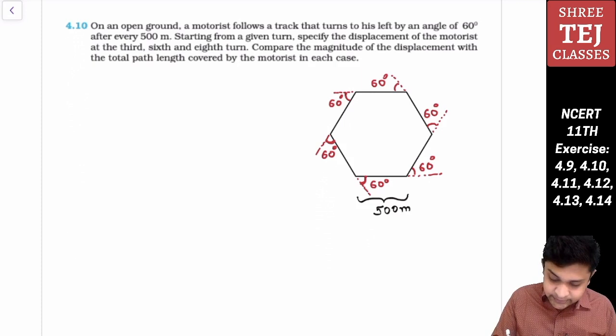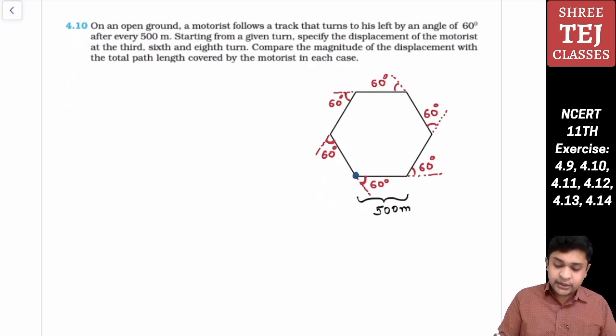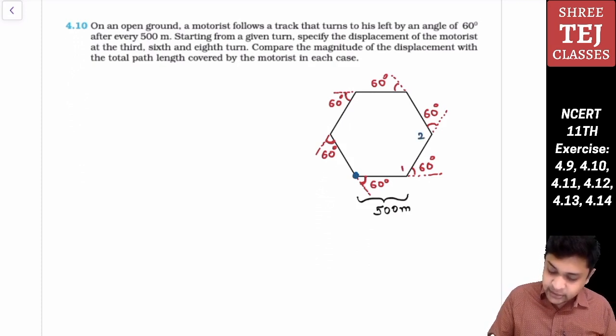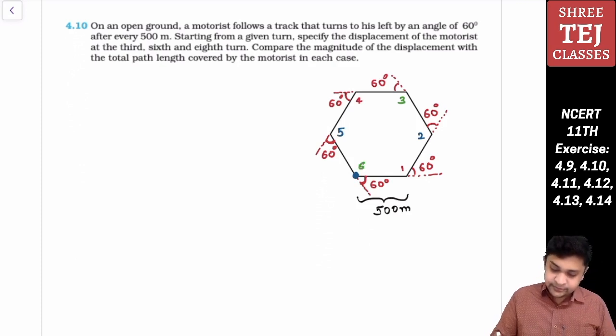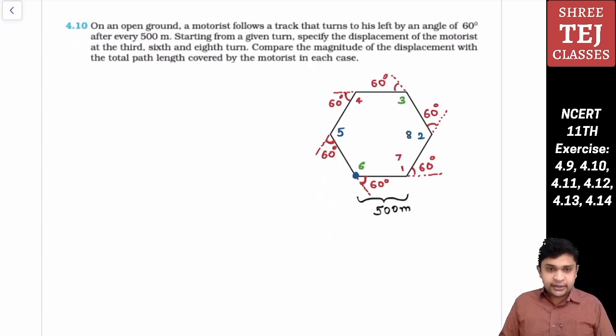So let us consider that just this turn has been taken by the motorist. Okay. Now let us mark the specific turns. So this will be the first turn. This will be the second turn. This will be the third turn. This will be the fourth turn. This will be the fifth turn, sixth turn, seventh turn, and eighth turn.